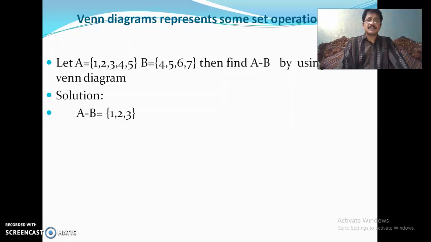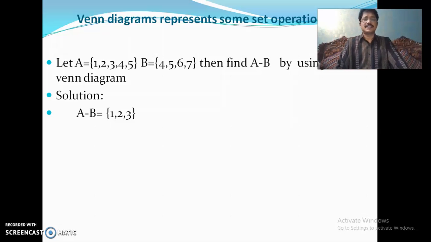You can give an example to explain the advantage of these Venn diagrams. Let A be the set of 1, 2, 3, 4, 5, and B be the set of 4, 5, 6, 7. Then find A minus B. This is the question, to be solved using the Venn diagram. A minus B is the set which gives the difference of the two sets A and B, correct? What is A minus B here? The set of elements belonging to A but not to B.